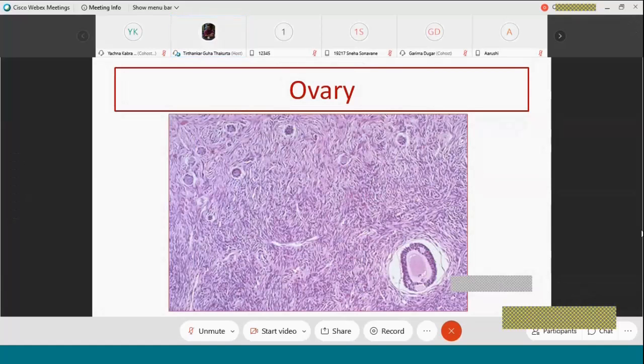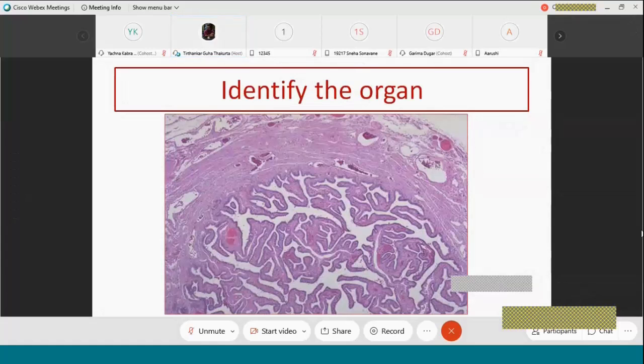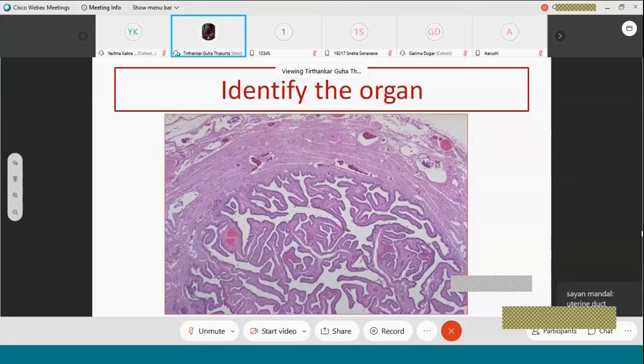What is this organ? Yes, this is the fallopian tube or uterine tube. It shows a highly convoluted mucosa projecting into the lumen and surrounded by smooth muscle. So this is the fallopian tube or the uterine tube.